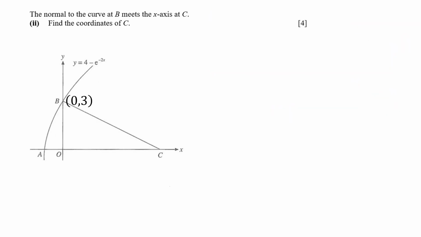All right, so for part 2, what happened is that you have a normal at the point B, and this normal line meets the x-axis at point C. Asked to find the coordinates of C. So we do remember that the normal line is a good friend of a tangent line. So we usually would have a tangent line. The tangent line means the line will cut B. The line will just cut the curve at point B, right?